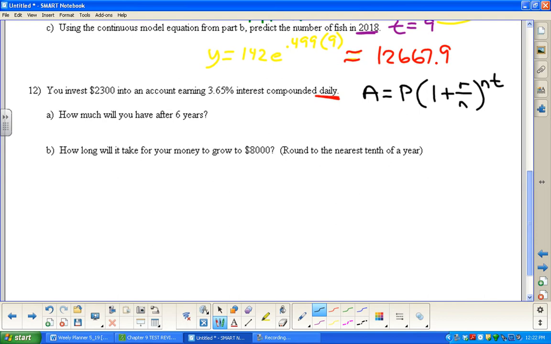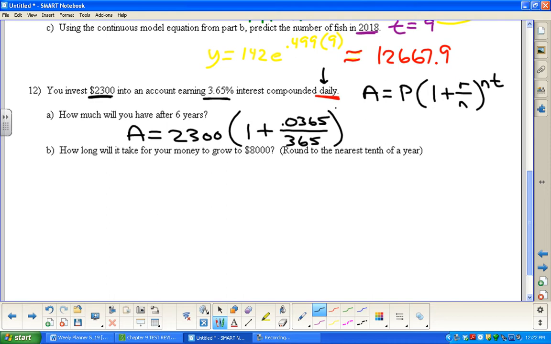Okay, so let's start plugging everything in. The principal, we're starting with 2,300. 1 plus the rate. Convert that to a decimal, 0.0365. If it's compounded every day, then the number of times per year is 365. That's your N value. That's the N out here also, for 6 years.